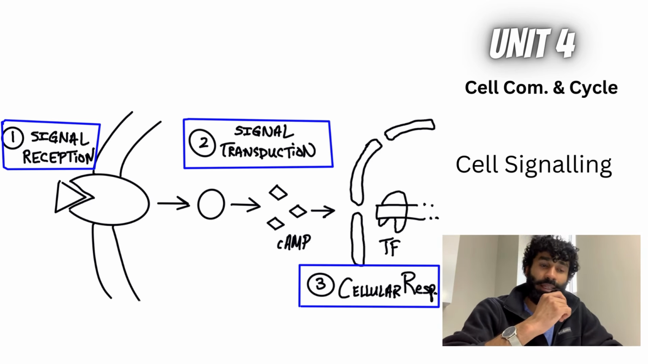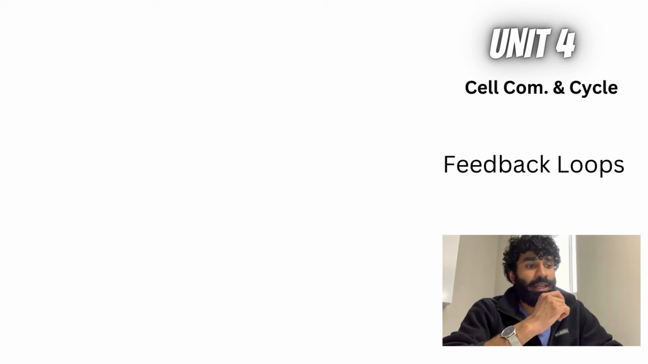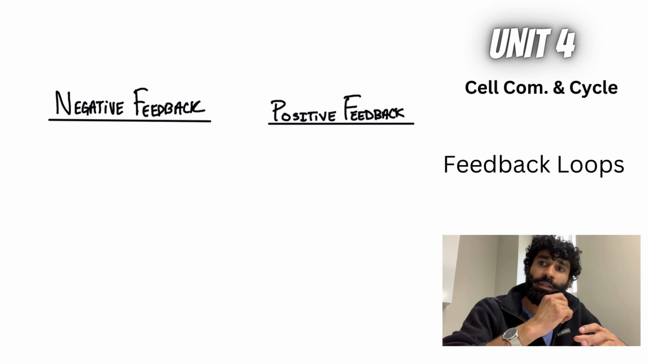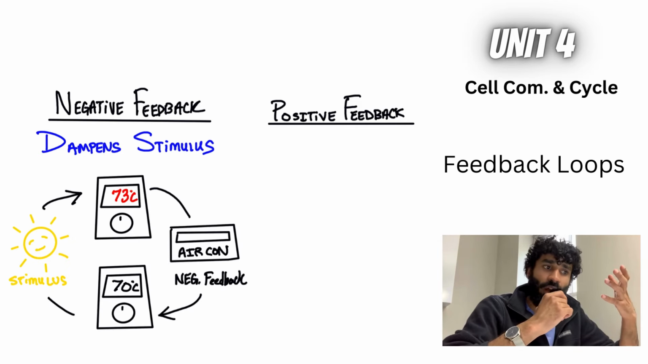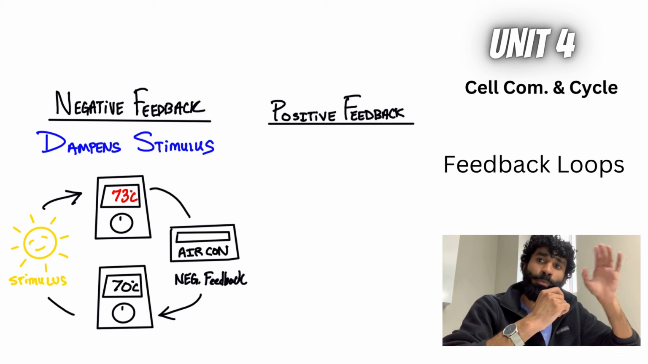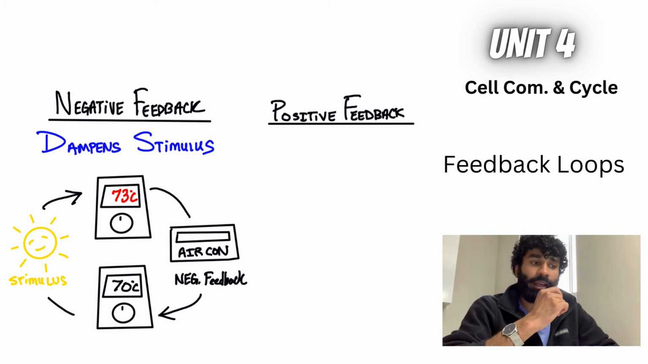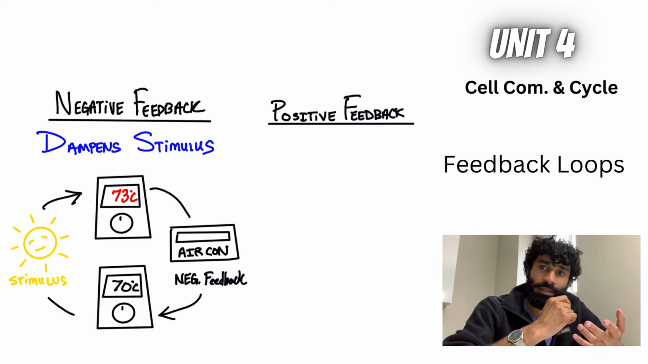The third block is feedback loops, which can be positive or negative. Negative feedback loops dampen the stimulus. So say your thermostat is 70 degrees Fahrenheit, it gets hot and increases to 73 degrees Fahrenheit. The AC will turn on and cool the room back to 70. That's negative feedback. Positive feedback amplifies the stimulus.